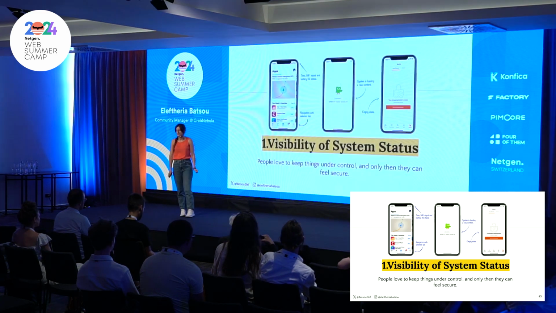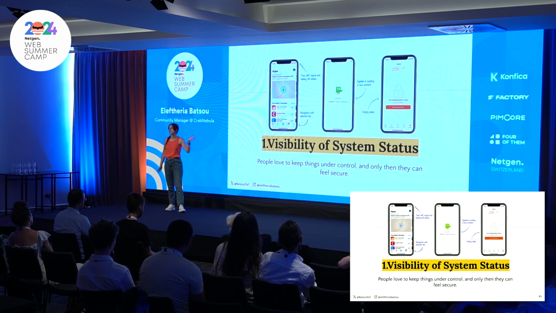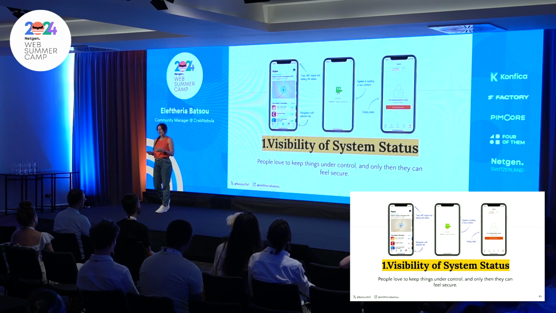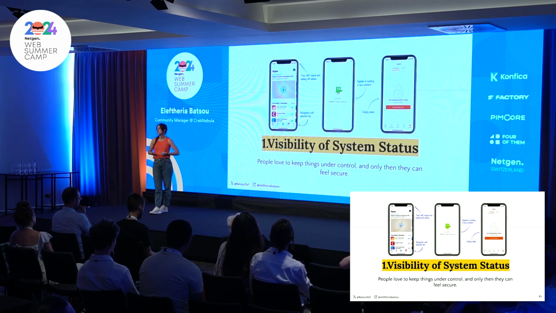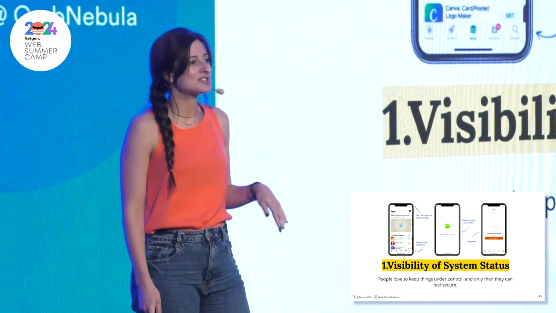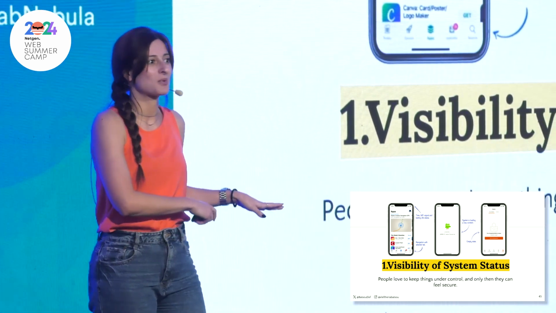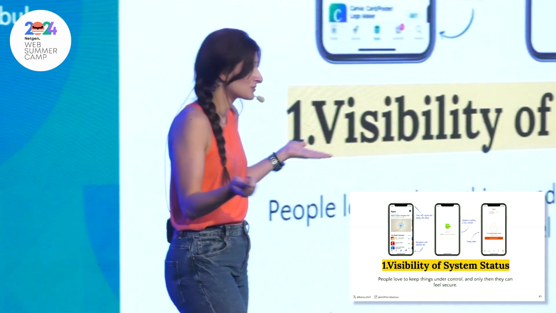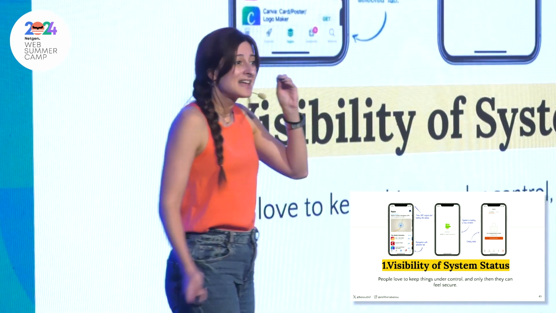Let's start. Number 1, visibility of system status. People love to feel that they have things under control. So imagine taking out your phone. The first thing that you will see is probably the time, the date, your notifications, probably an image that you have on your phone. And now imagine someone taking all of these things away from you. How would you feel? Like, maybe kind of naked? Like, where's the time? Where are the notifications?